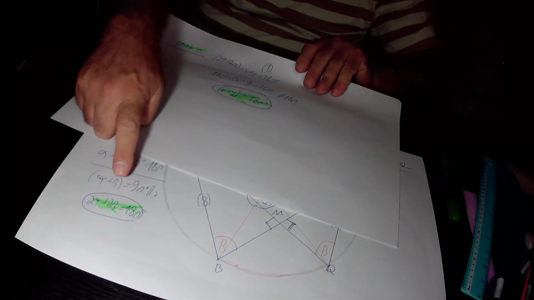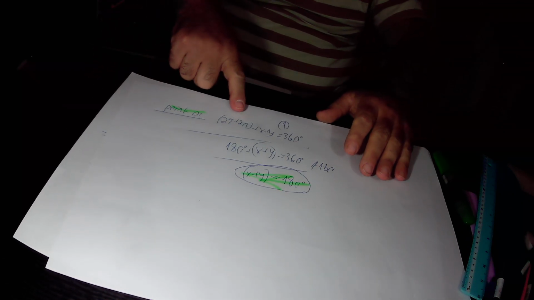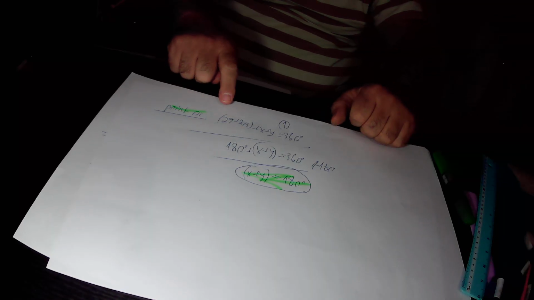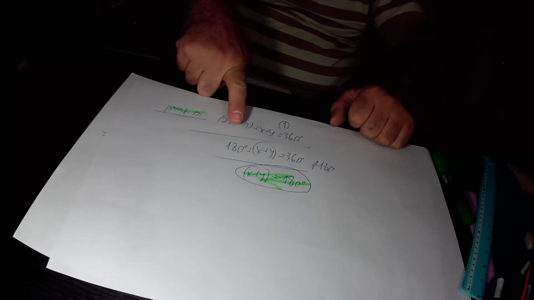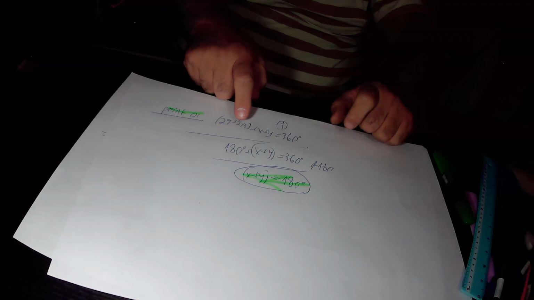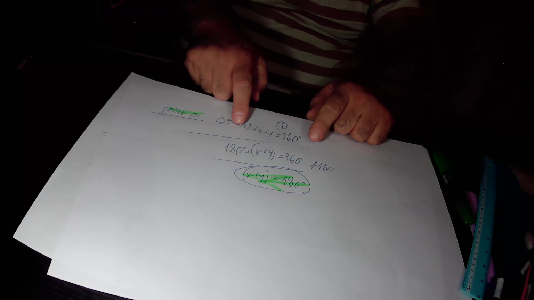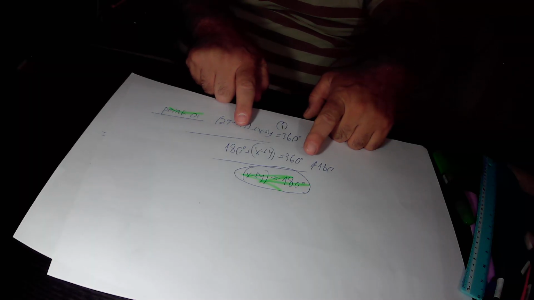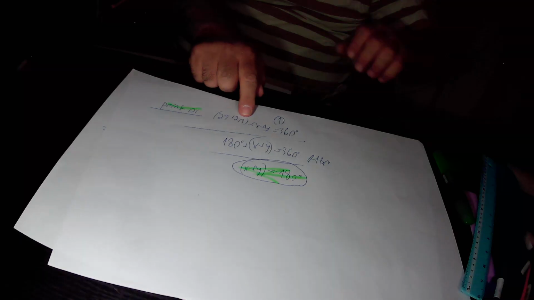But we have already found out that 2 alpha plus 2 beta equals 180 degrees, therefore we can substitute 2 alpha plus 2 beta by 180 degrees, and we get that 180 degrees plus x plus y equals 360 degrees. We subtracted 180 degrees from this equation and found out that x plus y equals 360 degrees minus 180 degrees, which is 180 degrees. So x plus y equals 180 degrees.